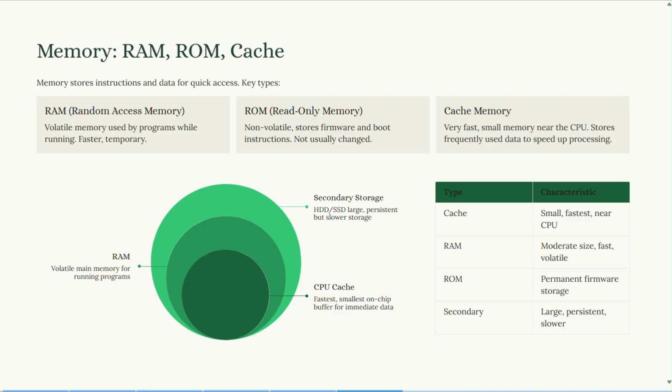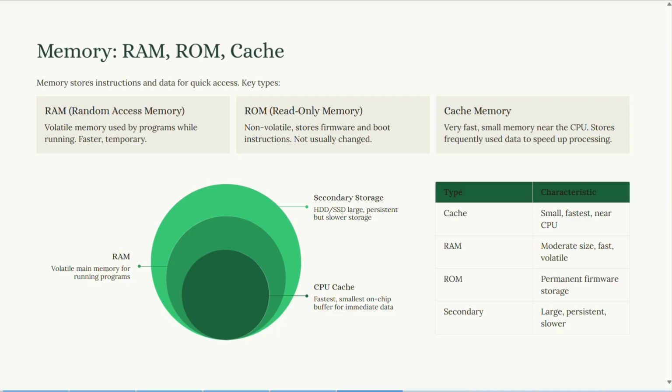Next, we have ROM, or read-only memory. Unlike RAM, ROM is non-volatile, meaning it keeps its data even when the power is turned off. ROM stores permanent instructions that help the computer start. One important program stored here is the BIOS, or UEFI, which checks the hardware and prepares the system before the operating system loads. The third type is cache memory.